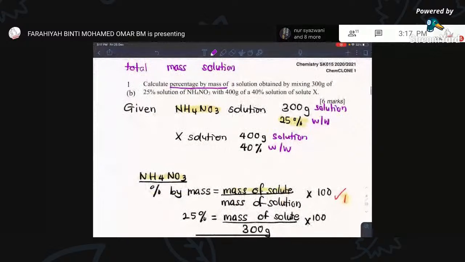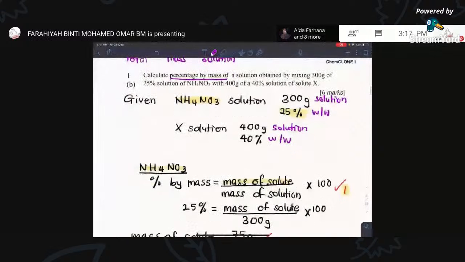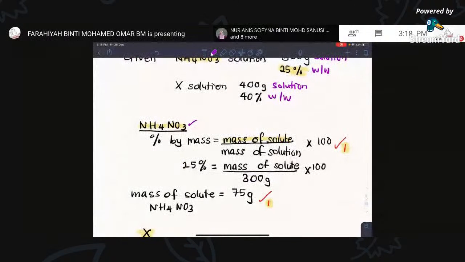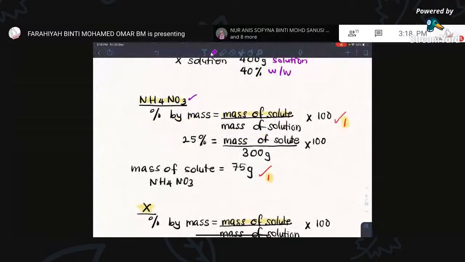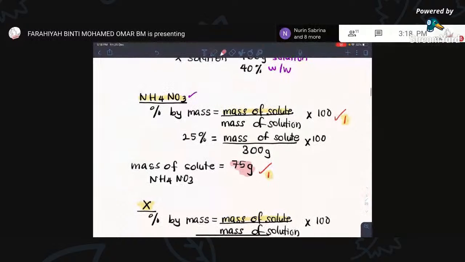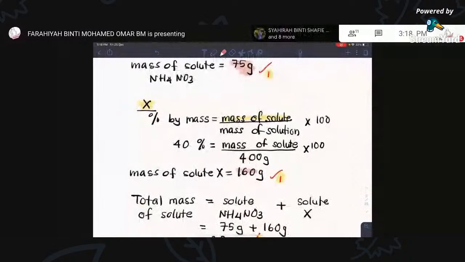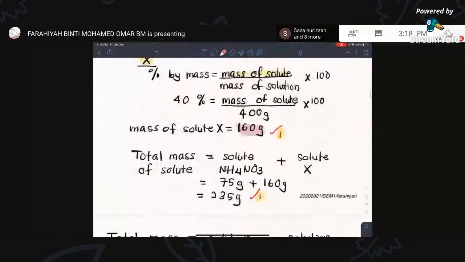Mula-mula kita cari dulu solute untuk ammonium nitrite. Okay, so you cari dulu solute ammonium nitrite. You akan dapat mass of solute untuk ammonium nitrite will be 75 gram. Okay, so formula 1 mark and you punya mass of solute untuk ammonium nitrite 1 mark. Okay. And then untuk X pun you cari juga. So you dapat 160 gram. Okay. So the total mass of solute will be 235 gram. Okay. So you dapat berapa markah di sini? 1, 2, 3, 4. Okay.